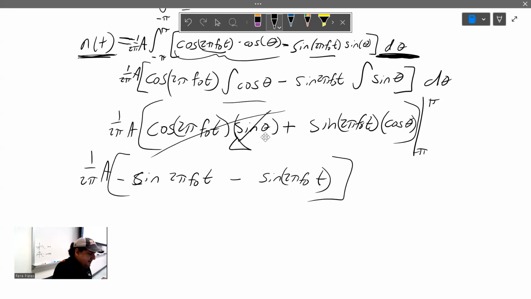Wait, this is a cosine, where did I put? Sine. Wait, no, I was right. It's one divided by, and then minus the same thing with negative. So cancel out that two, all you're left with is a over pi minus sine of 2 pi f0 t. That's it. Right?